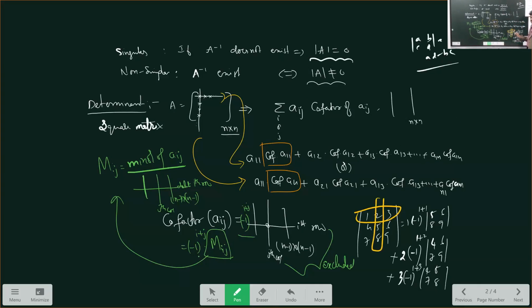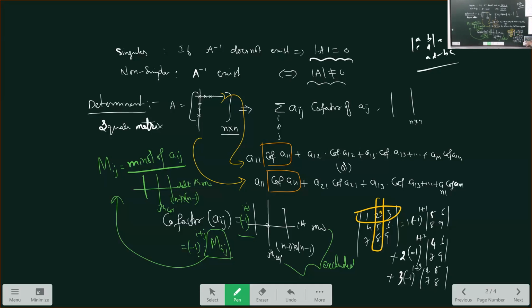2 into, what is the position? Minus 1 to the power of 1 plus 2, into the rest, 4, 6, 7, 9. Plus 5 into minus 1 to the power of, what is the position? 2 plus 2, into excluding the second row, second column, 1, 3, 7, 9. Plus 8 into minus 1 to the power of, what is the position? Third row, second column, minus 1 to the power of 3 plus 2, into excluding this one, 1, 3, 4, 6. So that is how we can write it.